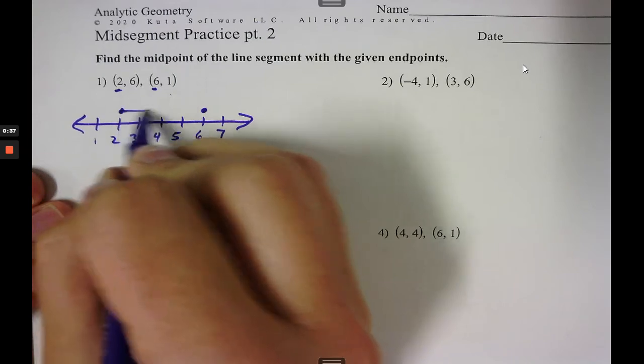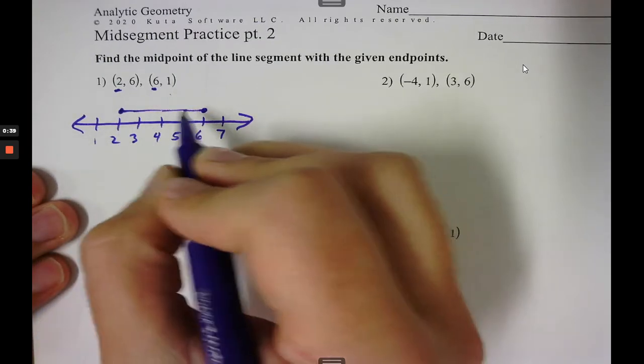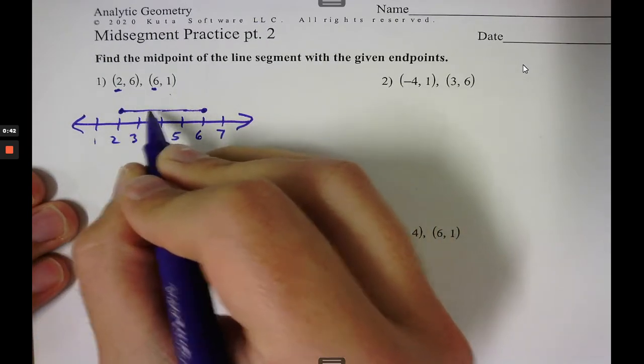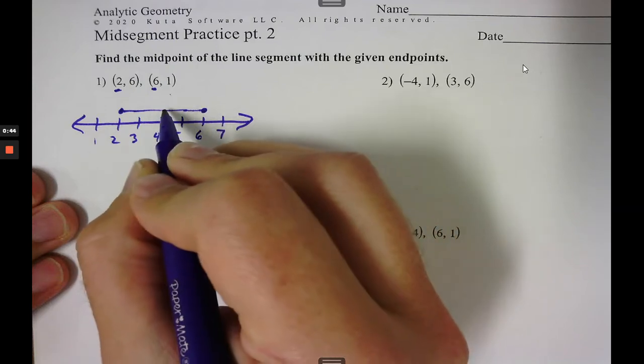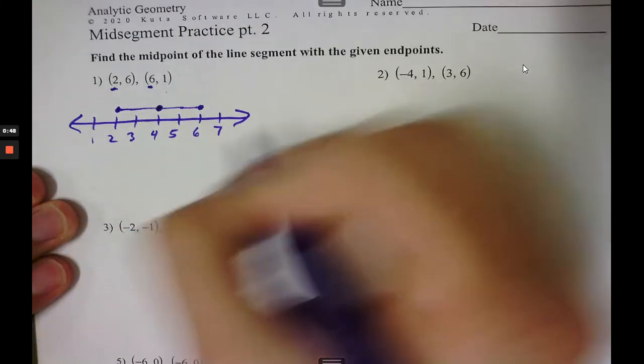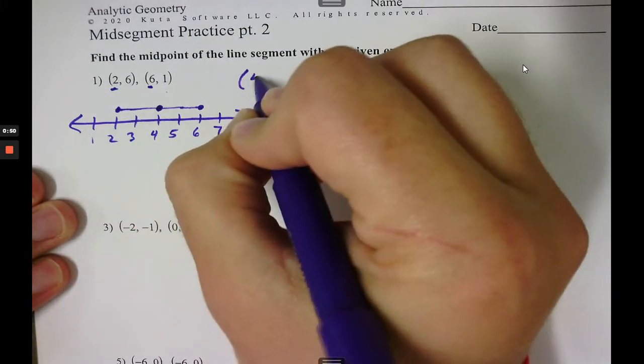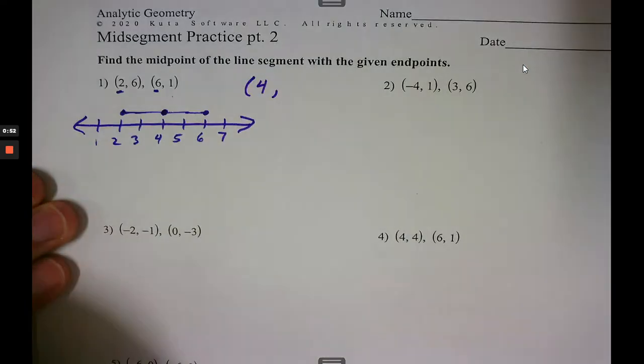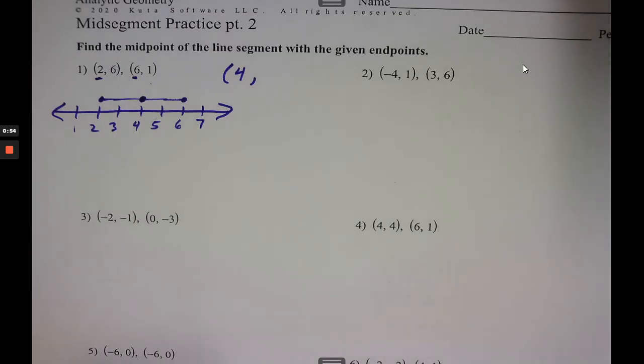If I draw that line, I can work my way to the center of it. So it looks like the center is going to be right here at 4. So when I write my final answer, I'm going to have 4 as my x. Now, I can do the same thing with the y's.